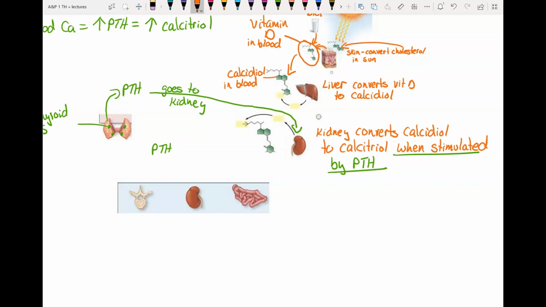So this molecule here is calcitriol. It used to be calcidiol. It gets converted to calcitriol by the kidney when the kidney is stimulated to do so by PTH.